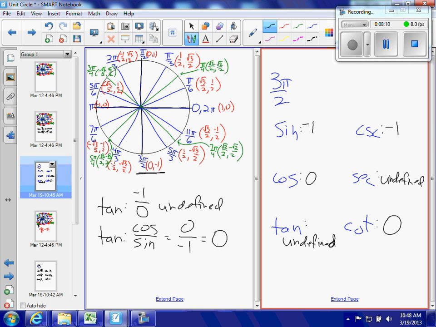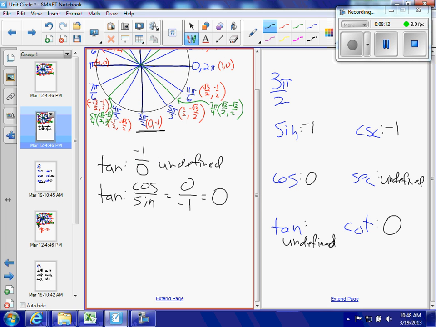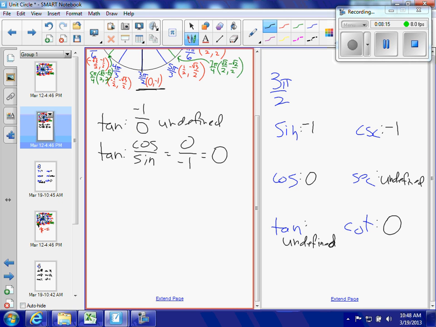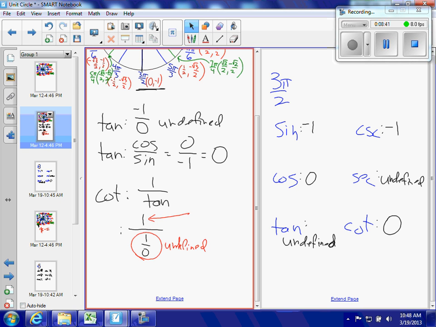It is 0. But sometimes when you're looking at it, I don't want you to get confused on this, you might look at cotangent as being 1 over tangent. Well, that would be 1 over 0. And it can kind of throw us off because we know that this is undefined. So how do you divide 1 by an undefined number? And you don't need to know this. Well, it's a good thing to understand conceptually.